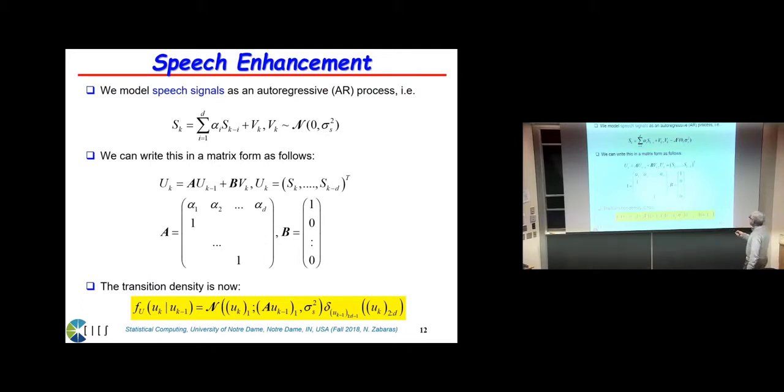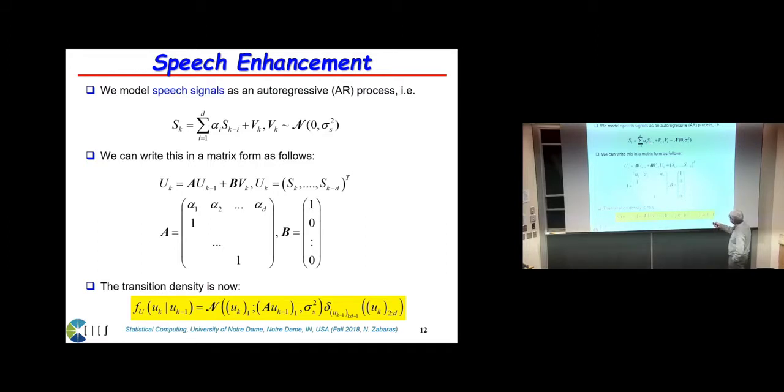So if you define the vector uk to be sk to sk minus d, you can actually write that uk is a times uk minus 1 plus a matrix b, b is a vector here actually, times this noise vk, all right? And you can see that this equation makes sense because the first element of uk is sk, and sk is these coefficients times sk minus 1, sk minus 2, sk minus d.